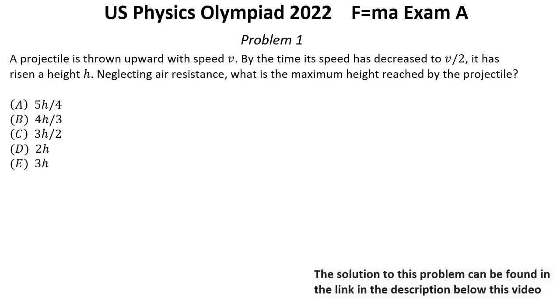US Physics Olympiad, year 2022. F equals MA, exam A. This year was split into two equal competitions, and students could participate in any of them. As usual, 75 minutes were given for 25 problems.